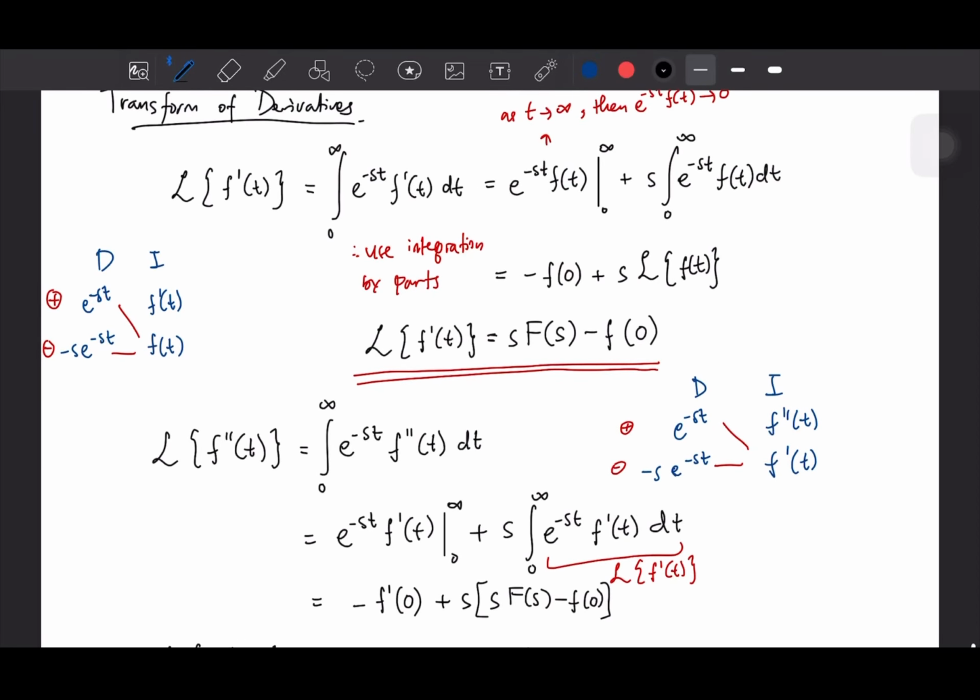Okay. My plan for today is to take an example of how to solve a differential equation using Laplace.